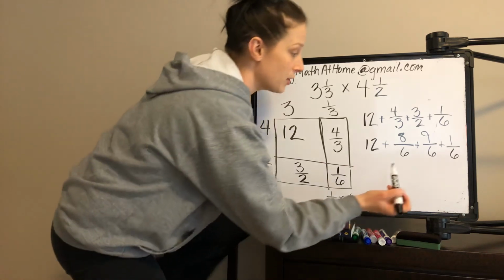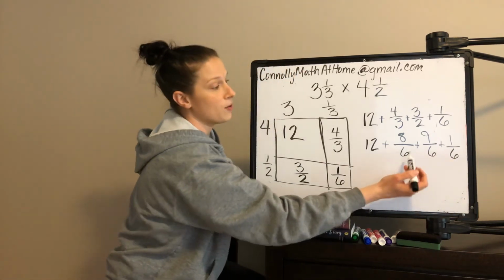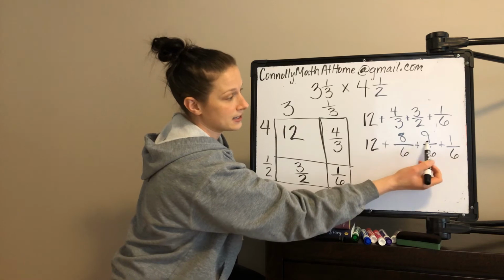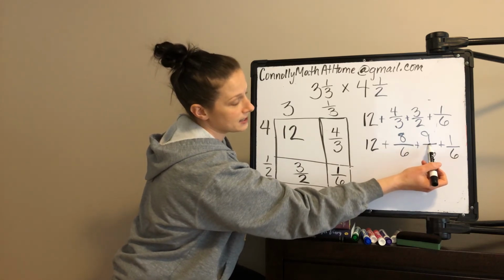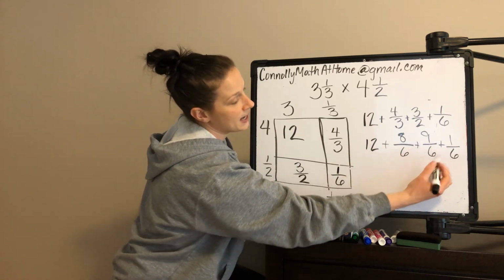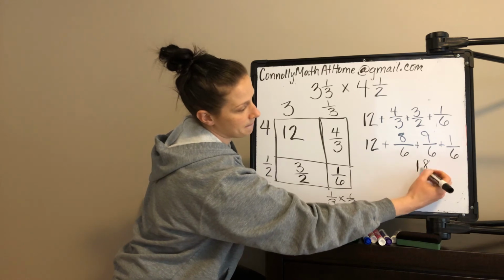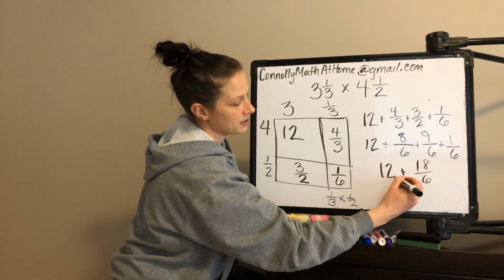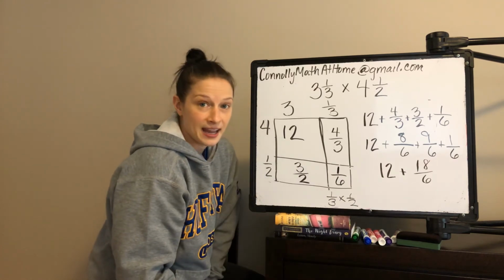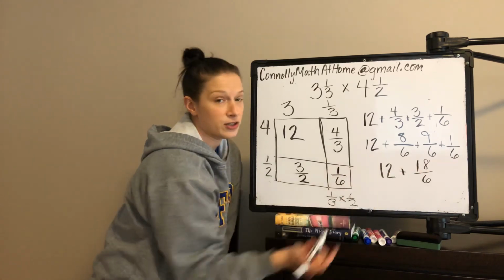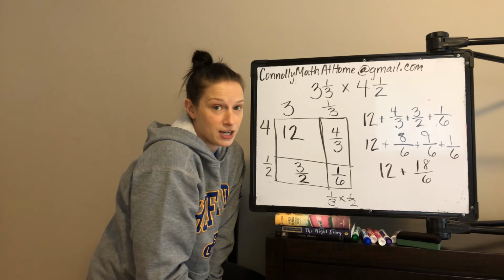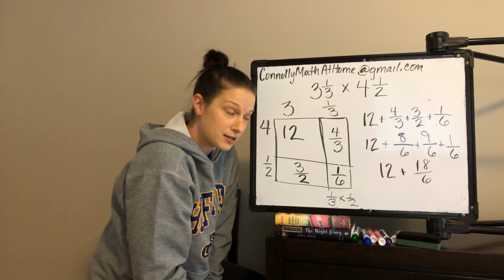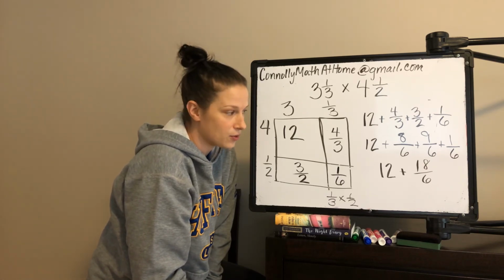So what I'm going to do is add up fractions like we know how. And I see 8/6 plus 9/6 is 17/6 plus 1/6 is 18/6. I'm adding plus 12. And when we see a fraction that's greater than a whole, sometimes we try to change it to a whole number or a mixed number depending on what's going on.